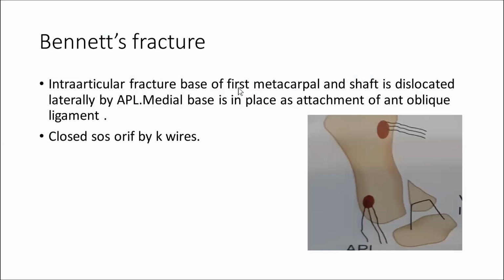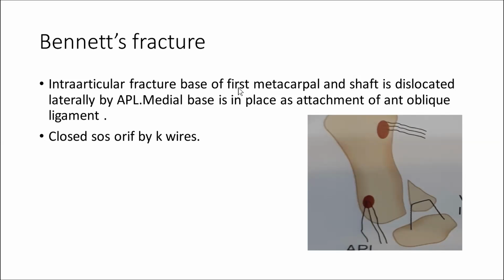A specific type of fracture is the metacarpal fracture. One is Bennett's fracture, which is an intra-articular fracture of the base of the first metacarpal, with the shaft of the metacarpal dislocated laterally by the abductor pollicis longus. See the image, you can see here the attachment of the base. While the medial base is not displaced, it remains in place because it is attached by the anterior oblique ligament.